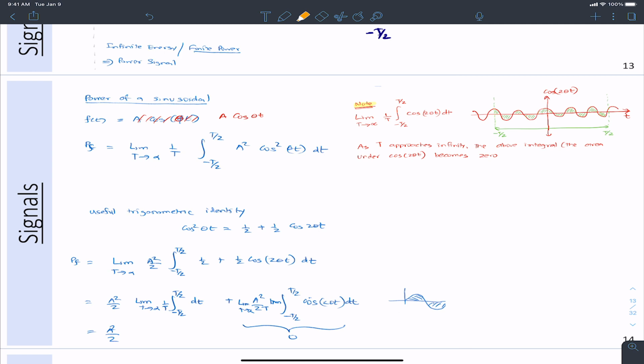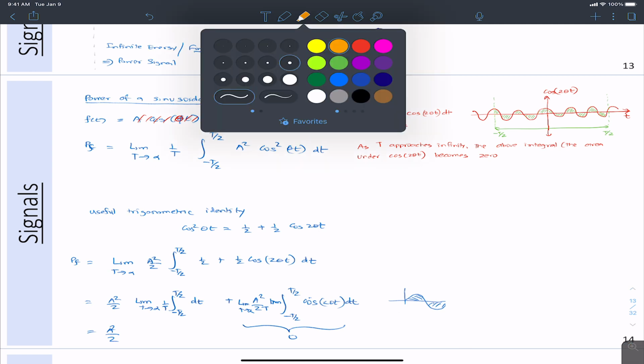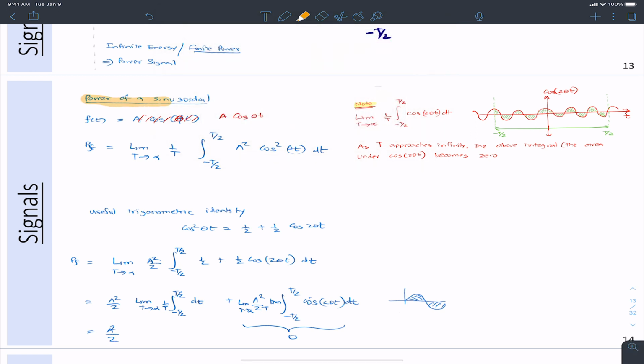Okay, we are going to do another example. Here we are going to find the power of a sinusoid. So let's find the power of a sinusoid. It can be any sinusoid, but I define that sinusoid as A cos θt. So we are going to find the power of this signal.